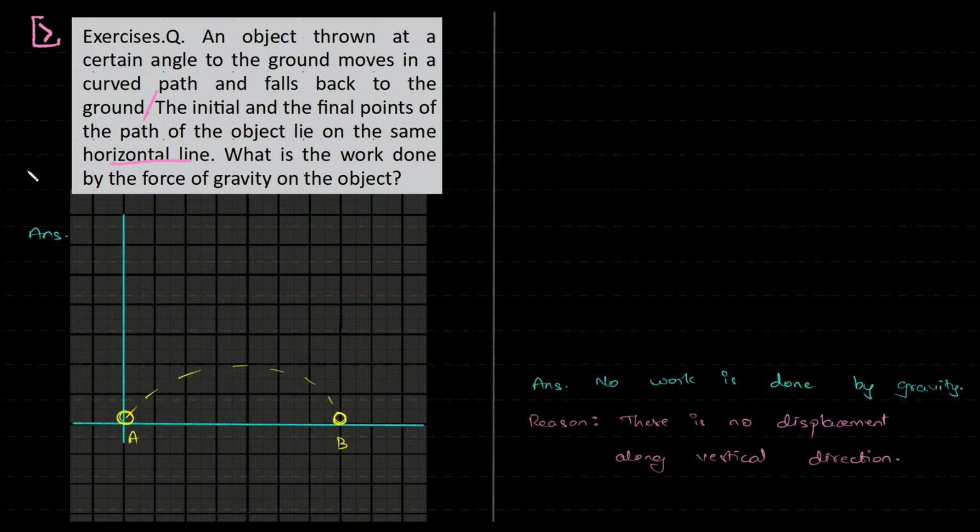So the displacement is just this line connecting from this point to this point. Agree? That's the displacement. So the initial and the final point of the path of the object lies on the same horizontal line. That's what they mean. Right, guys? What is the work done by the force of gravity on the object? So what is the free body diagram of the object while it's moving?